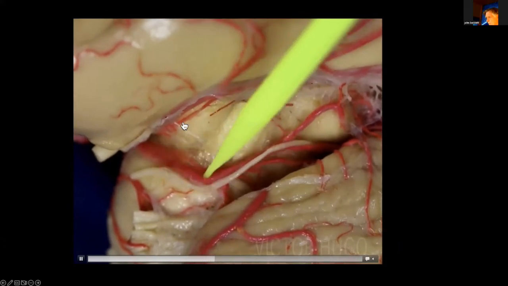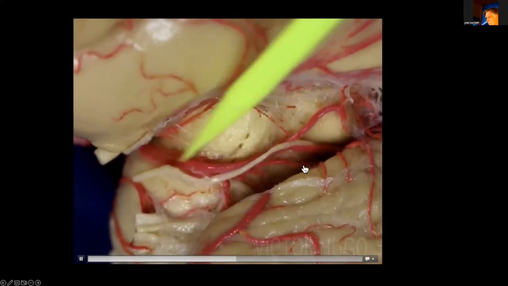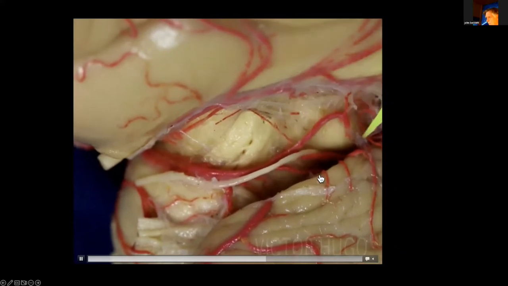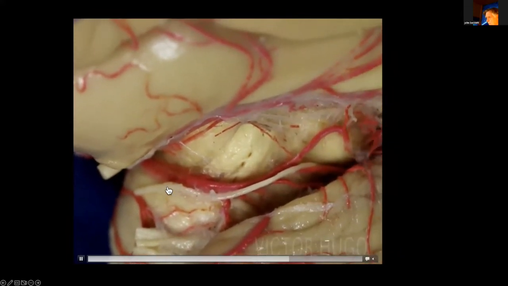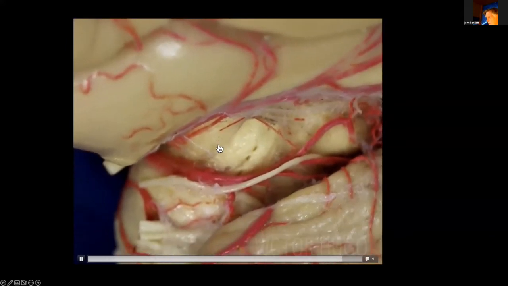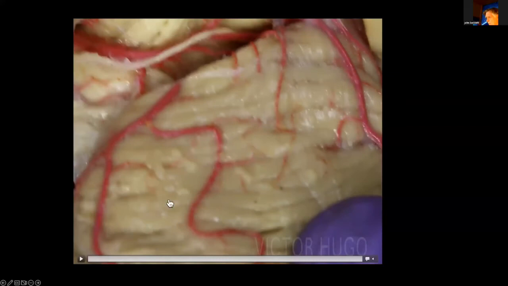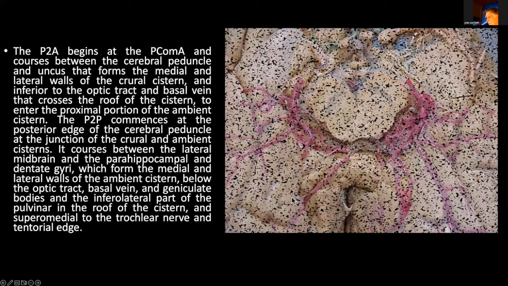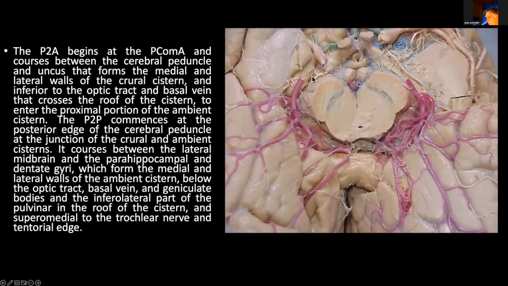The crural system, ambient system, fourth cranial nerve, the crus cerebri, the peduncle of the brain. The P2A begins at the posterior communicating artery and courses between the cerebral peduncle. In this case, we have P2A, P2 anterior, and P2 posterior.